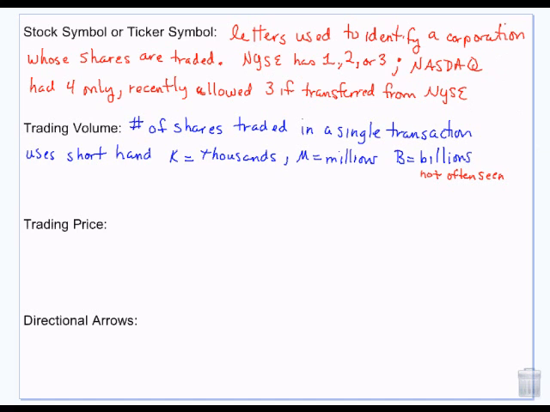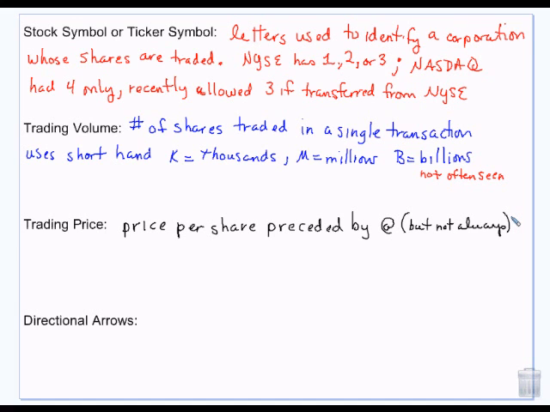The other thing that shows up on the ticker is the trading volume, which is the number of shares that were traded in a single transaction. So one person making the trade. They use a shorthand, K for thousands, M for million, B for billions, but you don't usually see a B because who's out there buying billions of shares of stock at one time? It's not very often seen.